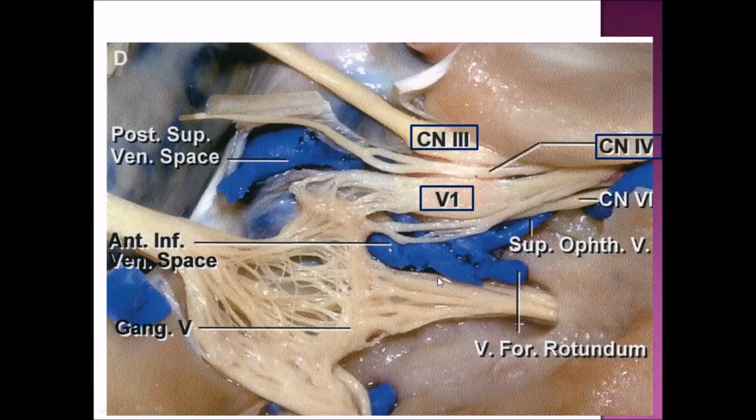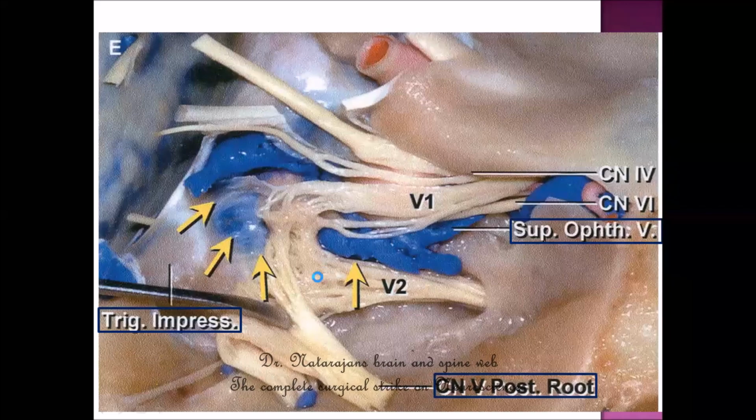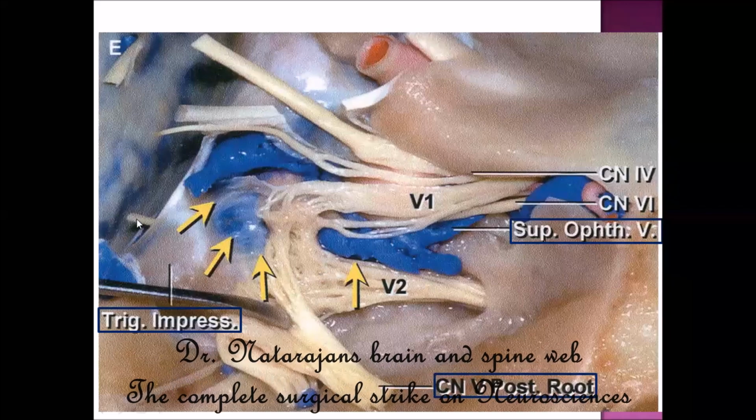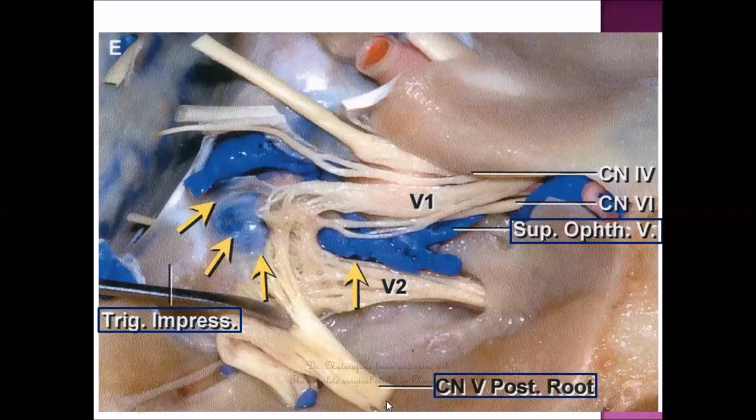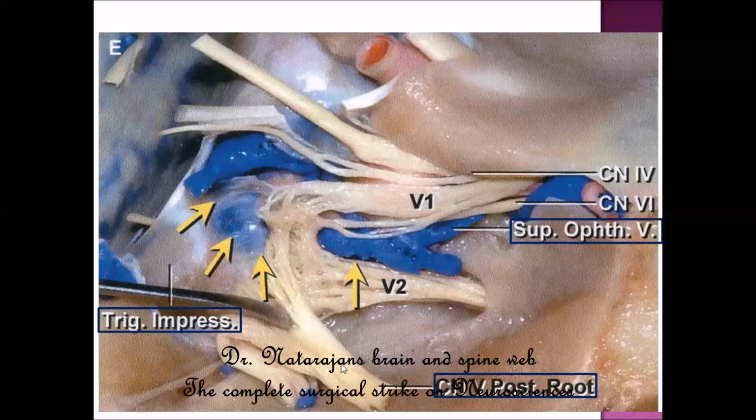What you see is the V1, V2 and V3: ophthalmic division, maxillary division and mandibular division. So now what you see here is the posterior root of the trigeminal nerve. Now this posterior root of the trigeminal nerve is being elevated. So it is dissected and it is being elevated.